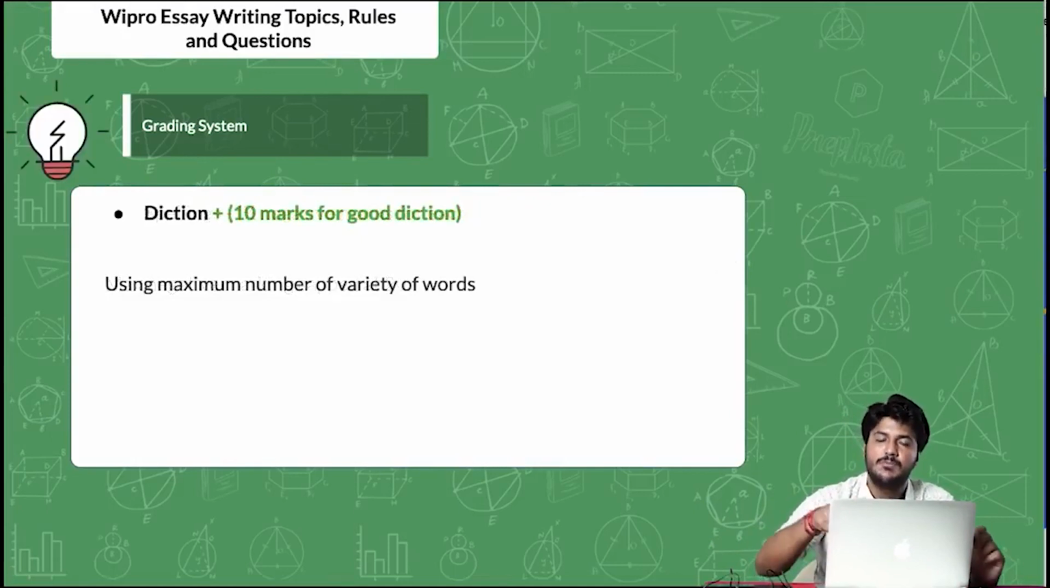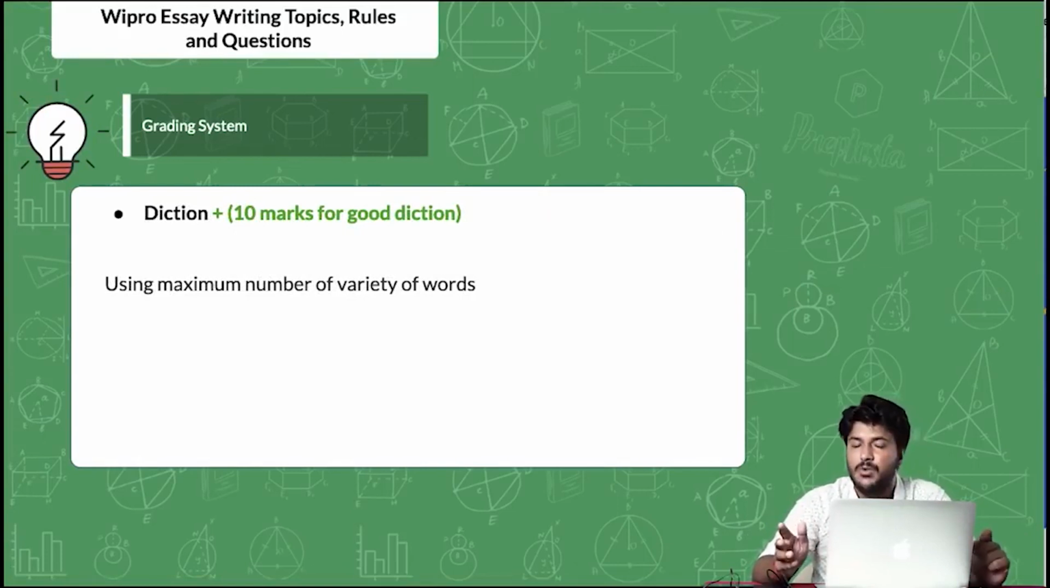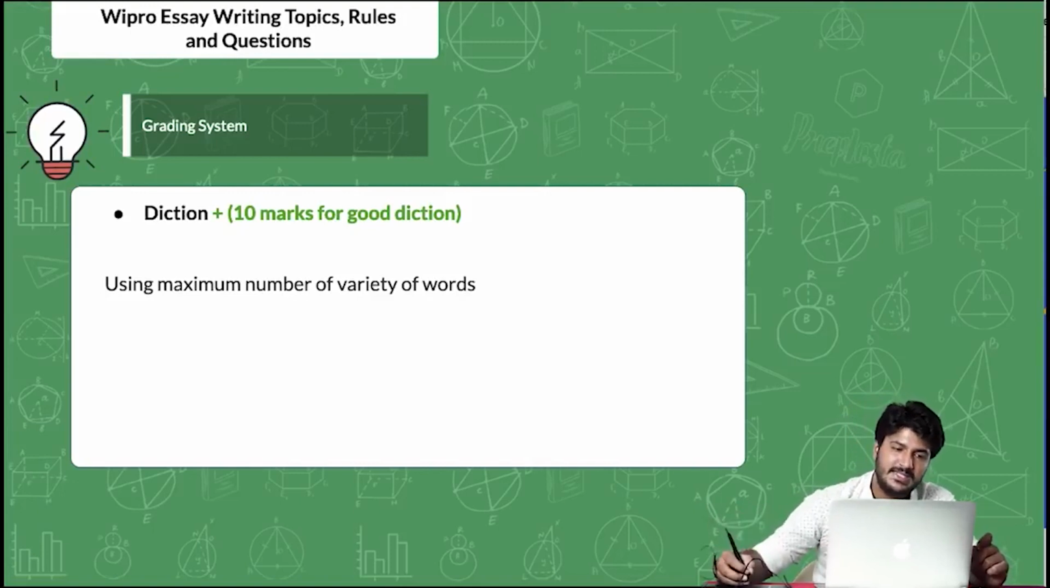Then this is the most important thing I would say out of the whole video. Diction is the most important factor here, which is basically 10 marks for good diction. So let's see what diction is. Diction is basically using the maximum variety of words.